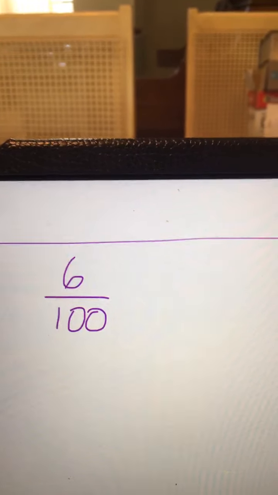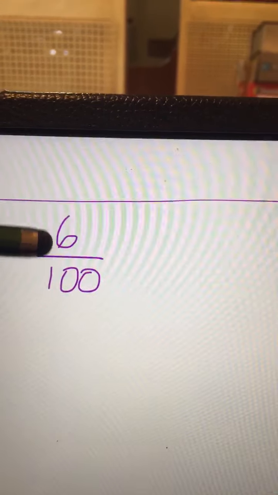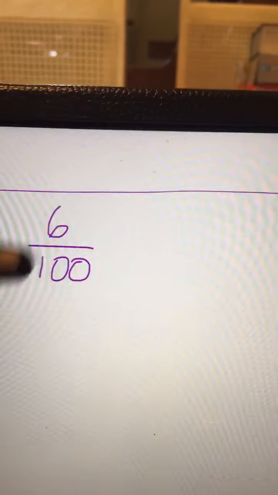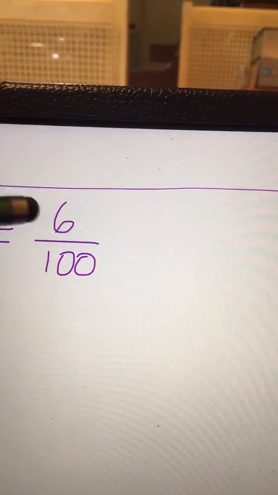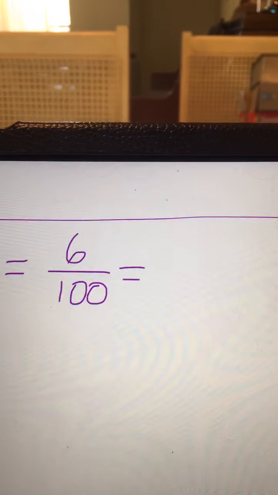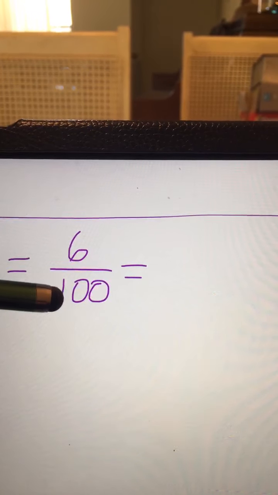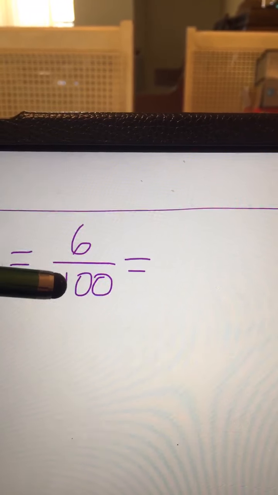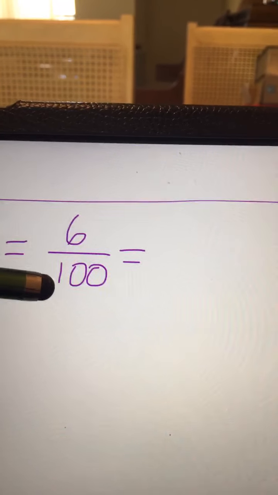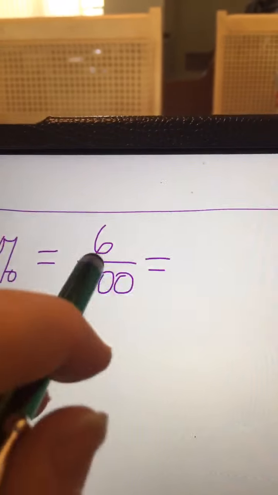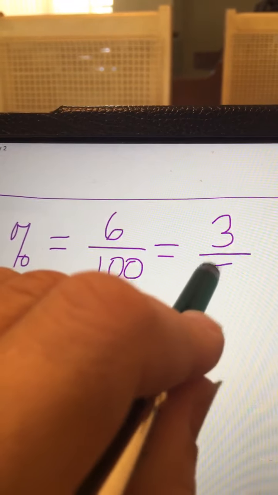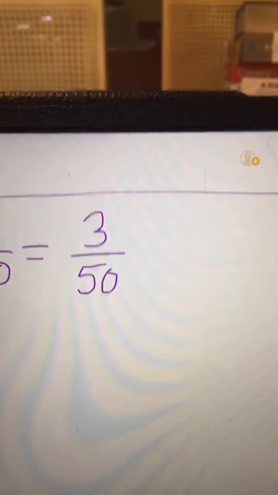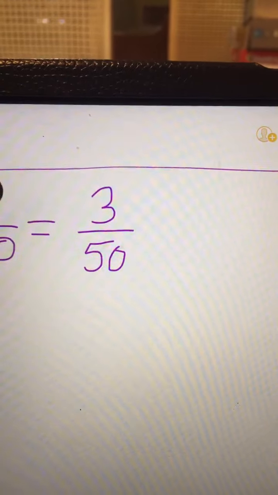So I have 6, and it is 6/100ths. That's literally what it is. 6% is 6/100ths, right? Now I can't leave it this way because I need to simplify it. All right, both numerator and denominator can be divided by what, 2? Yep. So 6 divided by 2 is 3. 100 divided by 2 is 50. 3/50 cannot be reduced anymore, so it is now in its simplest form.